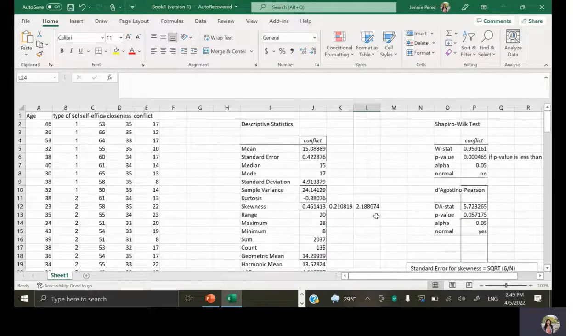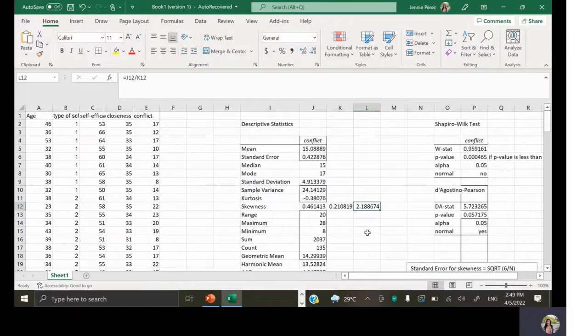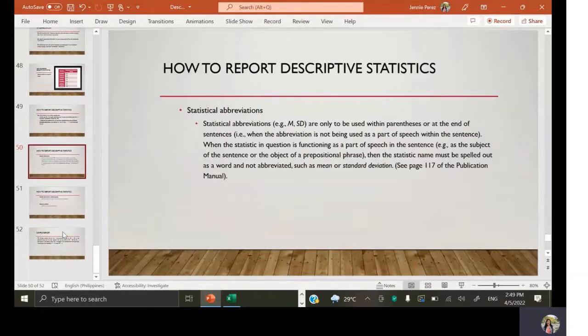What this means is, both my D'Agostino-Pearson, which is a statistical test to determine whether my distribution is normal or not, says yes, the distribution is normal, and the Z value for skewness is 2.18. This indicates that the distribution is normal. Now, how do you report this in terms of APA?